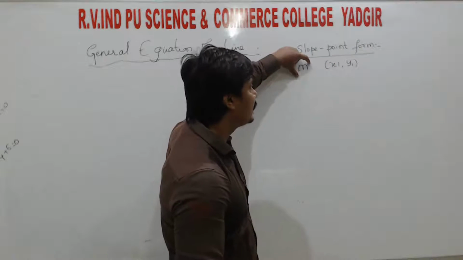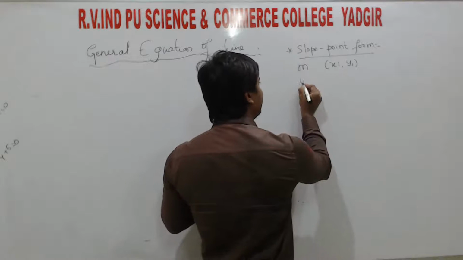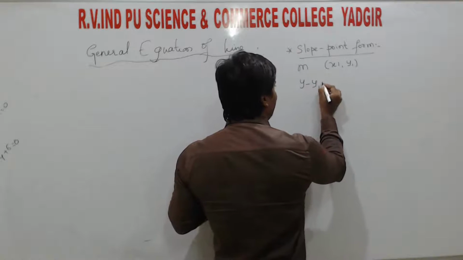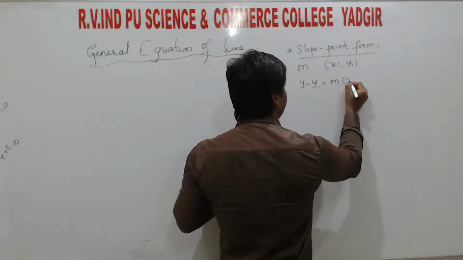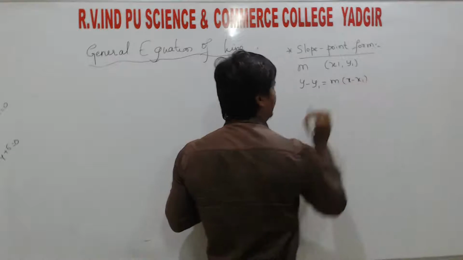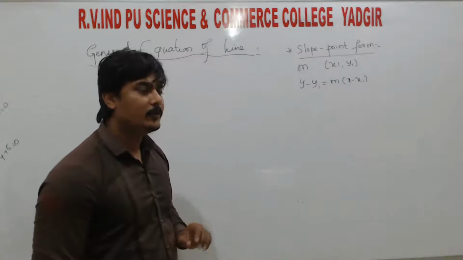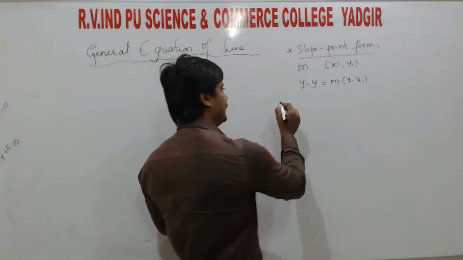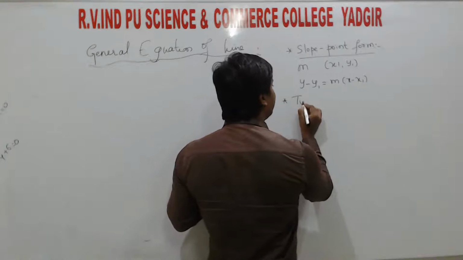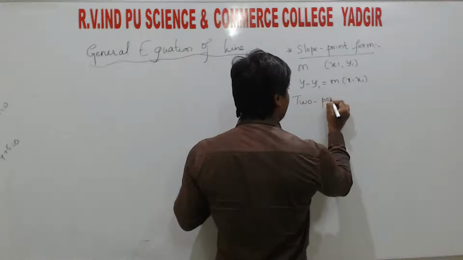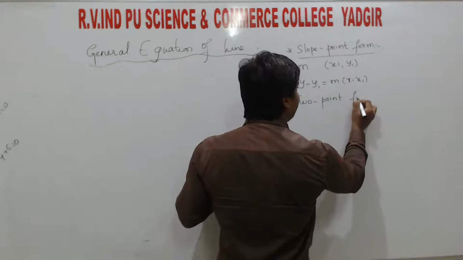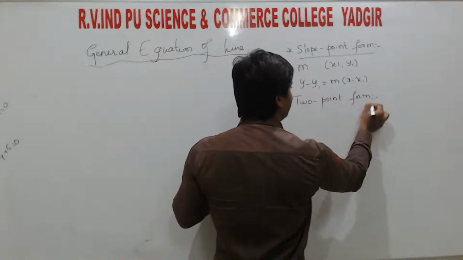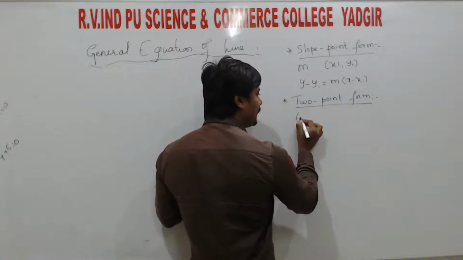I should know the slope of that line. What was the straight line equation? y minus y1 equals to m into x minus x1. This is called as the slope point form of the straight line equation. Next, 2-point form. In the last problem I used this same form to write the equation. So when do we use 2-point form?